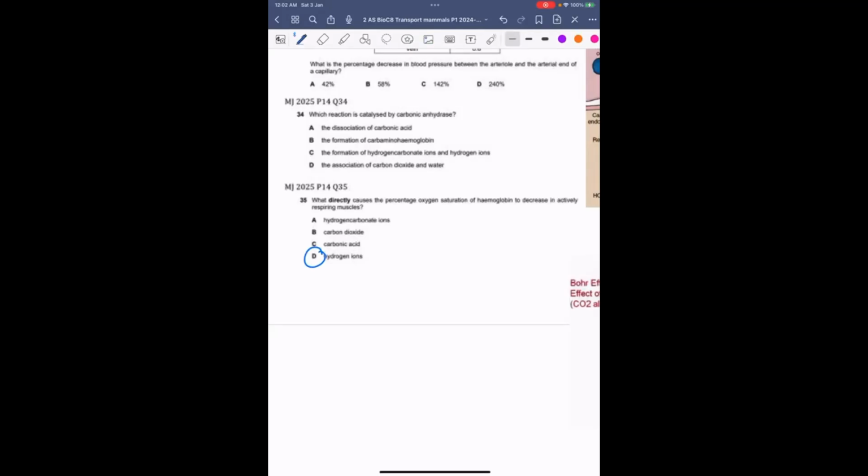Answer D. Hydrogen ions will cause the percentage oxygen saturation of hemoglobin to decrease in the actively respiring muscles.